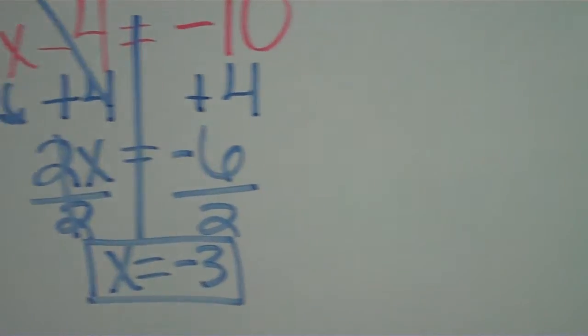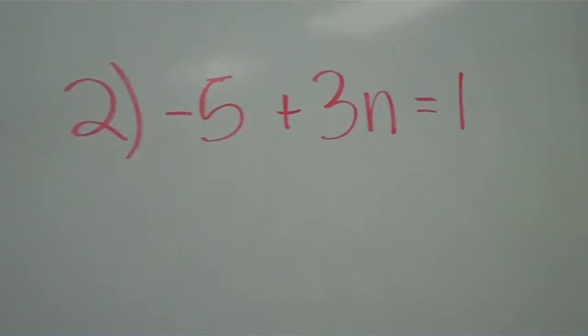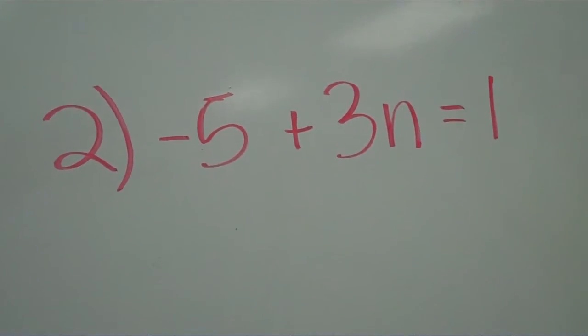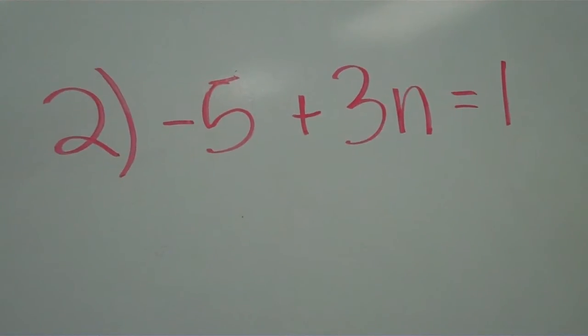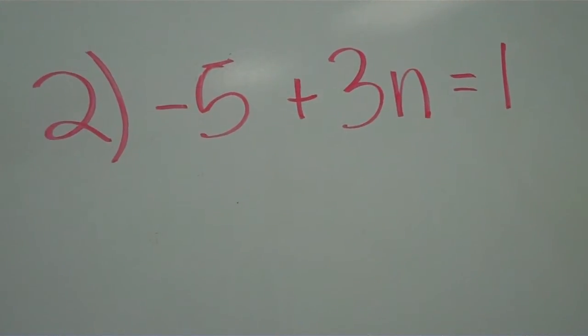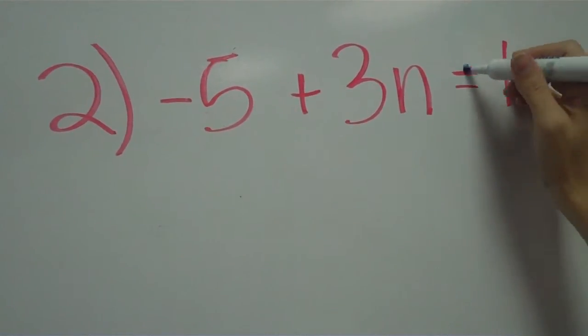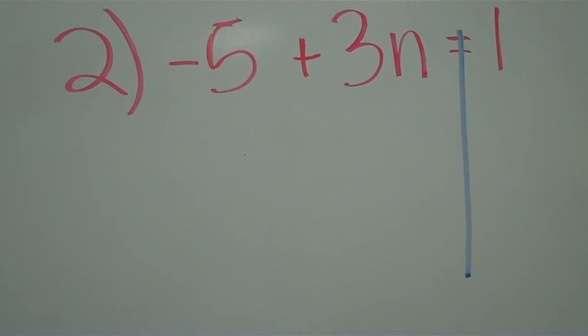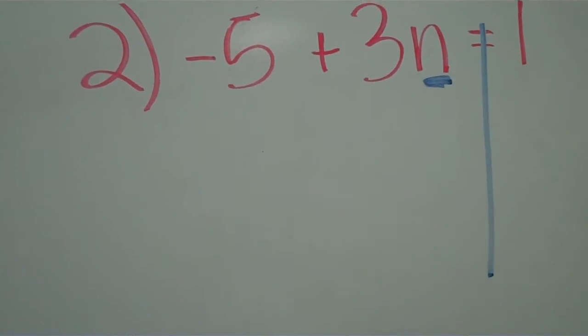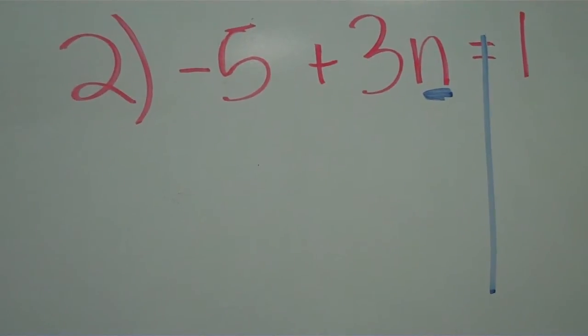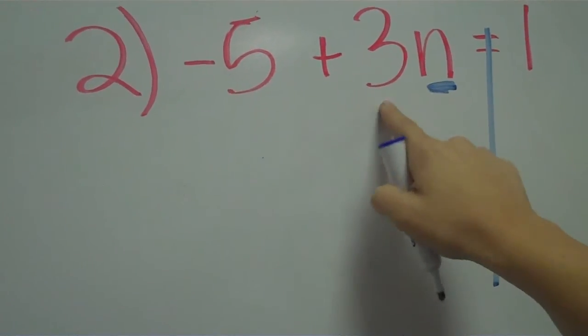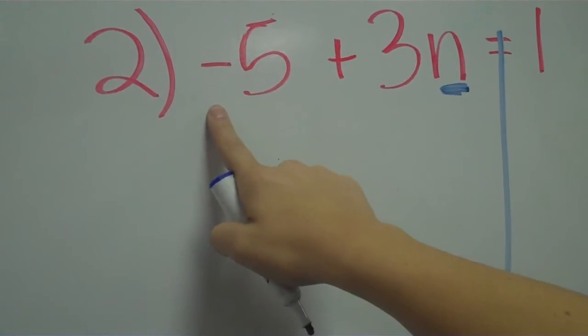So let's go write down number 2. Number 2 says negative 5 plus 3n equals 1. And your whole purpose is to try to figure out what n equals. So the first thing we do is draw the line. All right? Remember, you are n. So I know this is stupid, but in your head you're going to think, well, who's my best friend? And 3 is your best friend right now. So we're going to kick out the other guy.